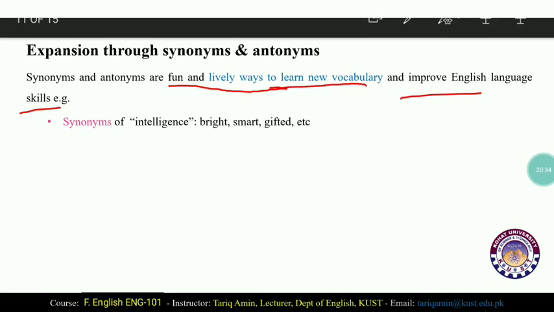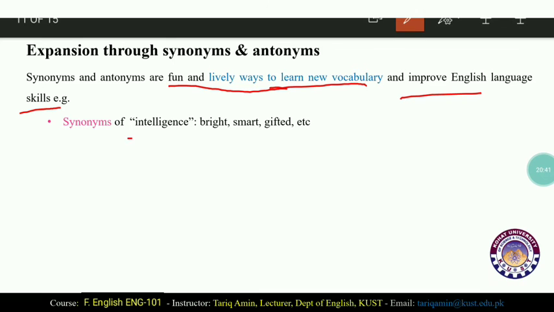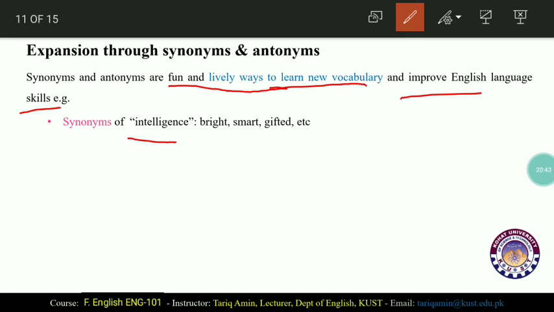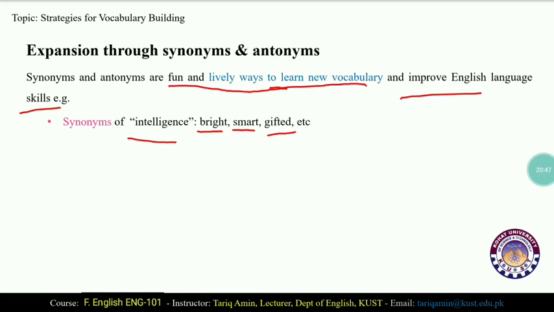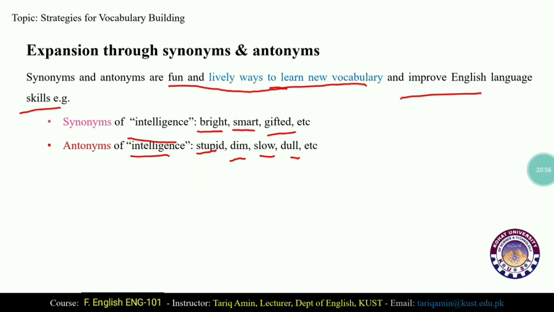For example, this is the word intelligence, and its synonyms are bright, smart, and gifted, etc. And antonyms of intelligence are stupid, dim, slow, dull, etc. When you learn a new word, you need to search its synonyms and antonyms as well.